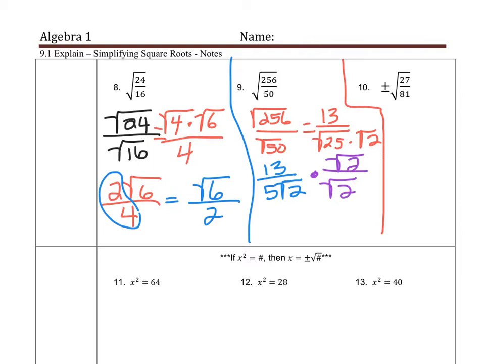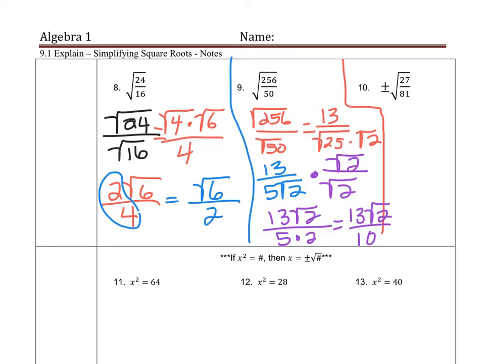So this becomes 13 times the square root of 2 on top, and then I've got 5 times 2 on bottom, because my square root and square root got rid of the radical sign. So our final answer equals 13 times the square root of 2 over 10. And that's our fully simplified expression.